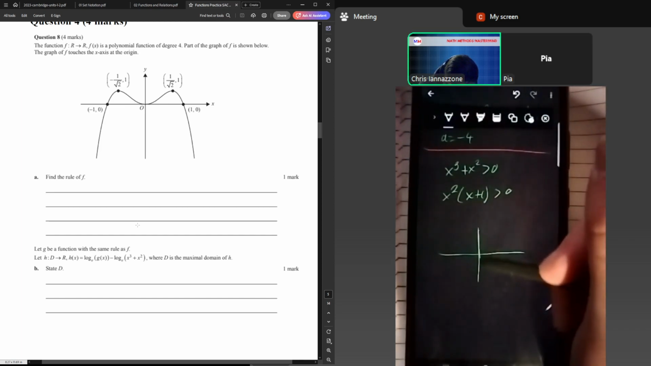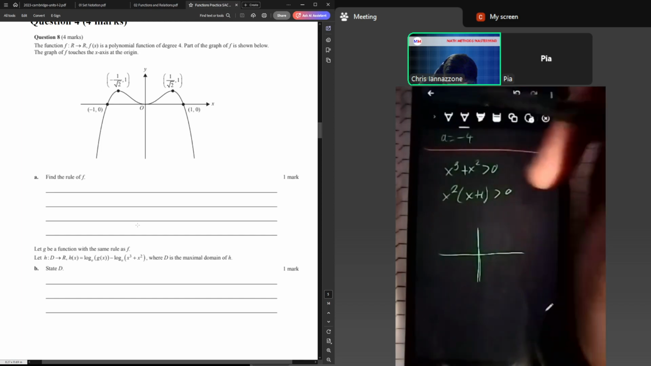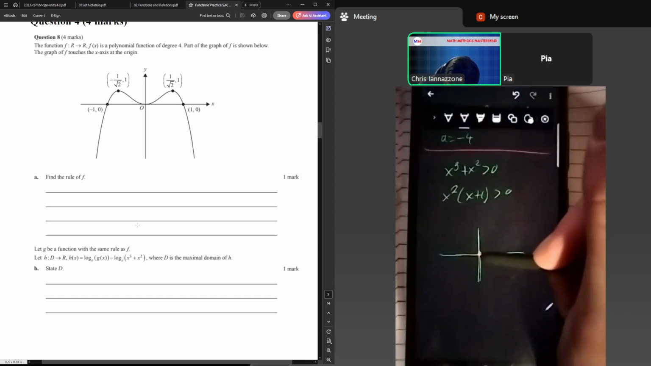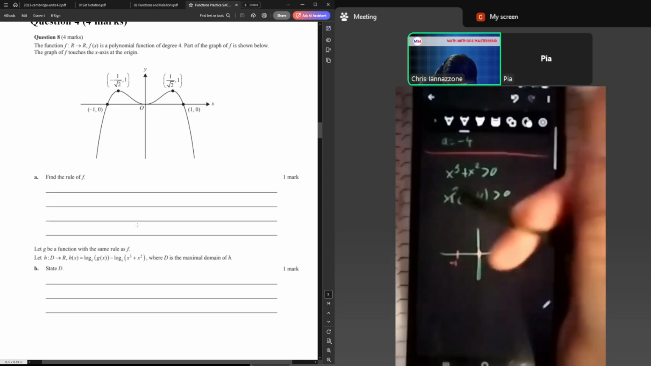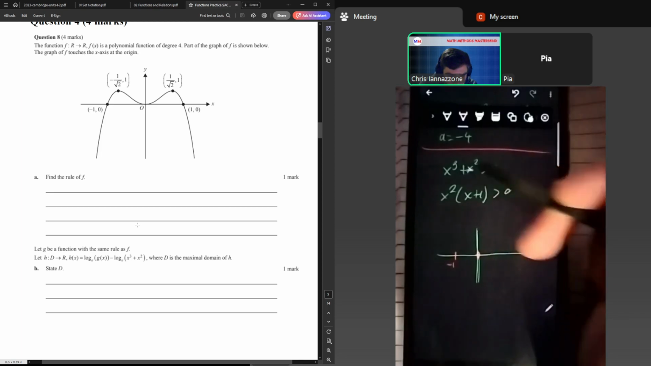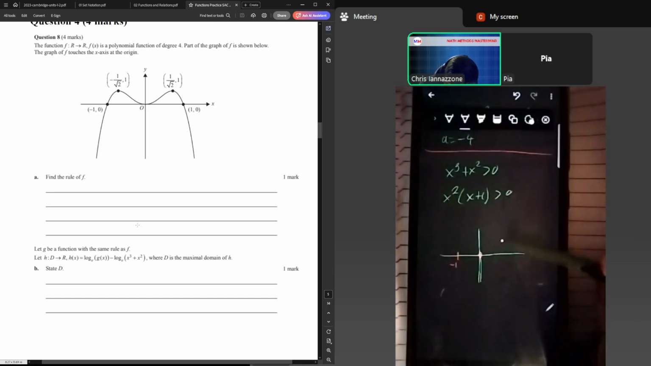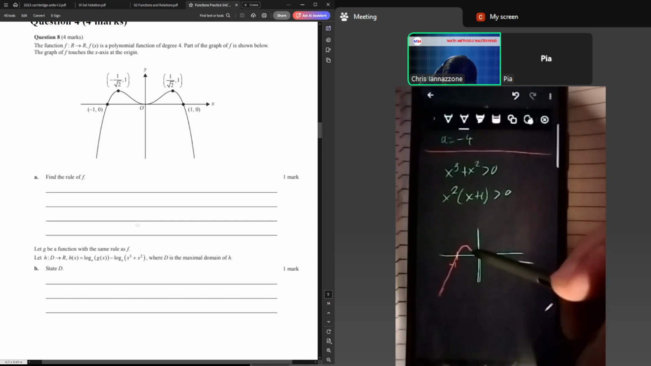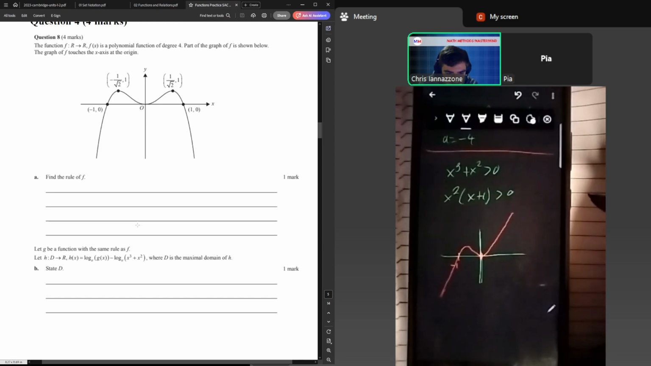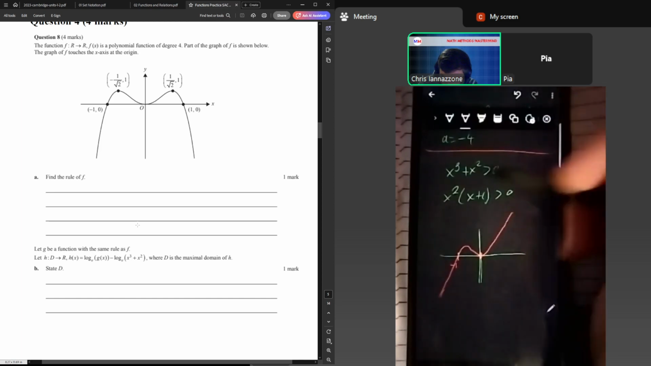Once you're used to sketching, you'll realize that x squared just means a turning point at the origin. x plus 1 means a cut at -1. This is overall a positive cubic, so it's going to start bottom left, come through here, turn there, and end at top right. So this is polynomials revision.